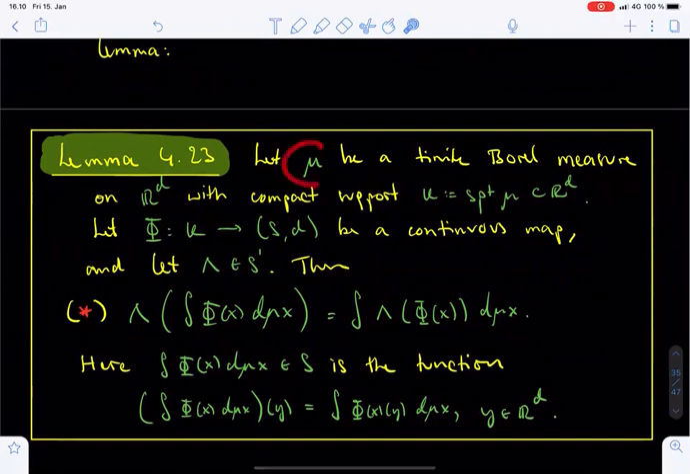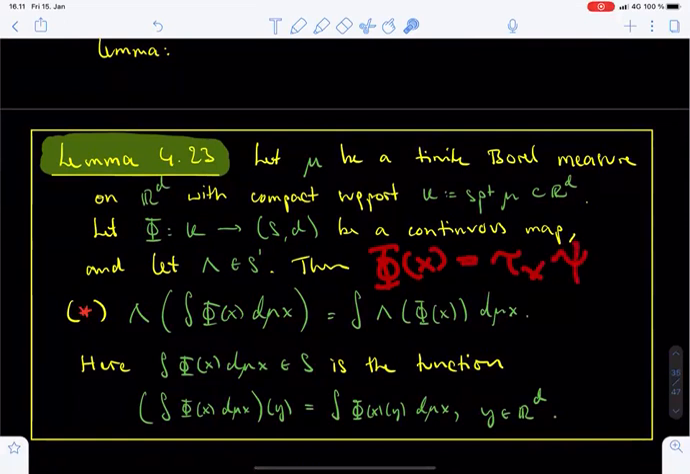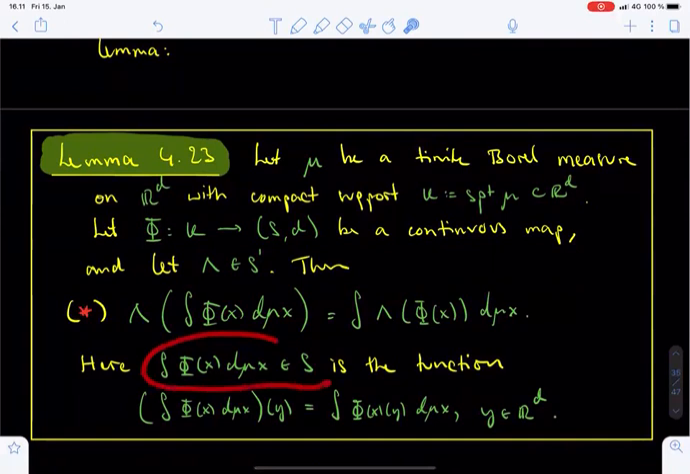In Lemma 4.23, let mu be a finite Borel measure on Rd with compact support. This support is denoted by the letter K. Then let phi be a continuous map from the set K to the space of Schwartz functions equipped, as usual, with the metric d. In our practical application, phi of x will be something like x maps to tau x of psi for a fixed Schwartz function psi. The measure mu and the map phi are now used to define another Schwartz function by the formula integral of phi x d mu x.